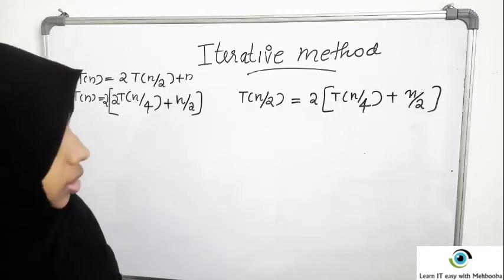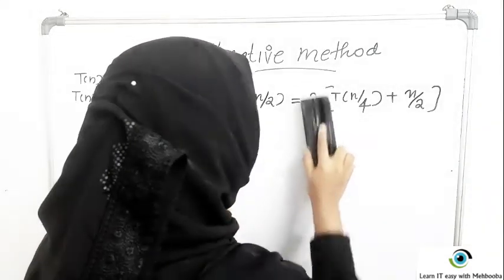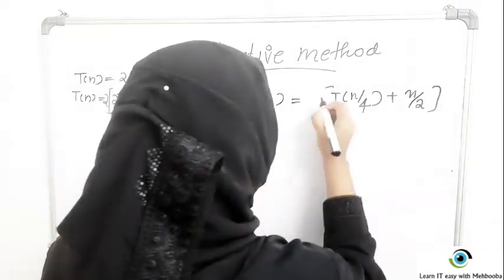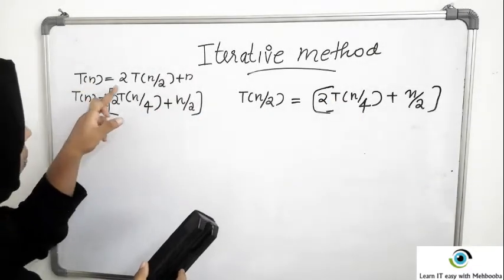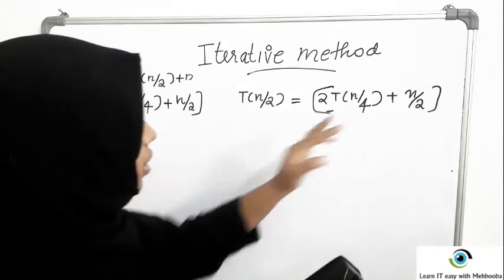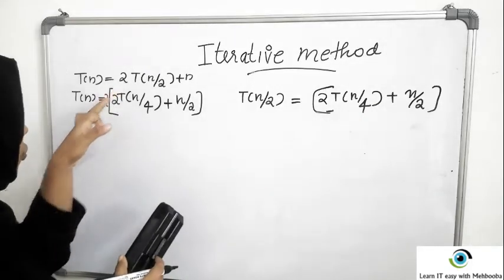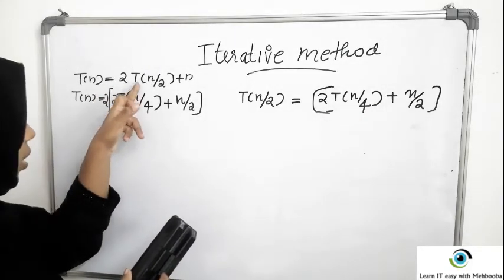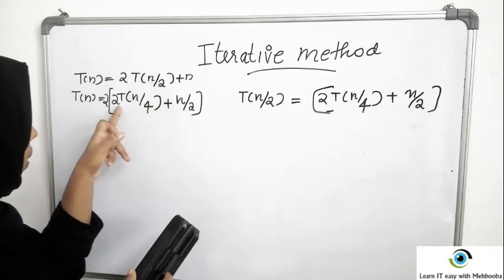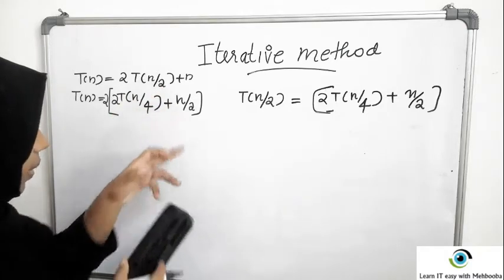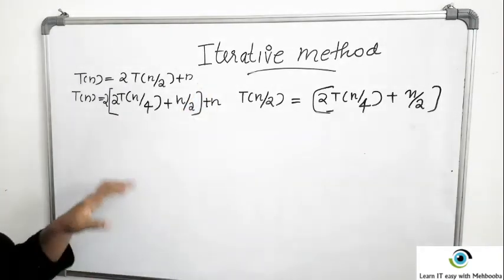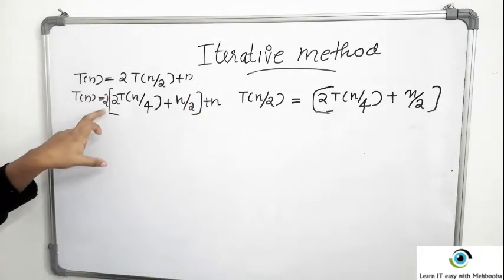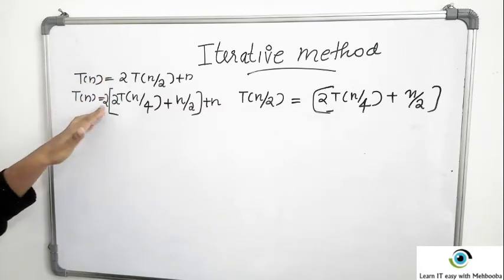Sorry, it is 2T of n by 4. We are writing just T of n by 2. So T of n by 2 will be 2T of n by 4 plus n by 2. Here this 2 is taken outside. I am only expanding T of n by 2, so T of n by 2 will be 2T of n by 4 plus n by 2. Now this remaining n is copied as such. Got this? That 2, being a constant, has been simply copied over here.